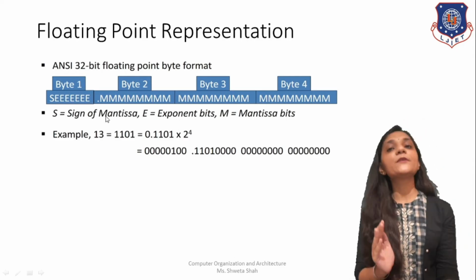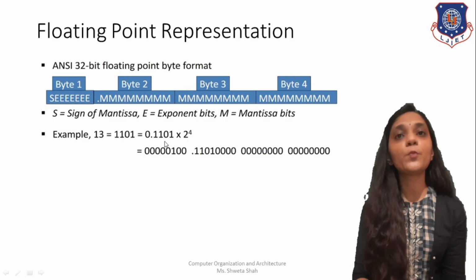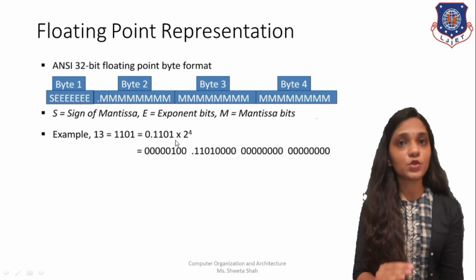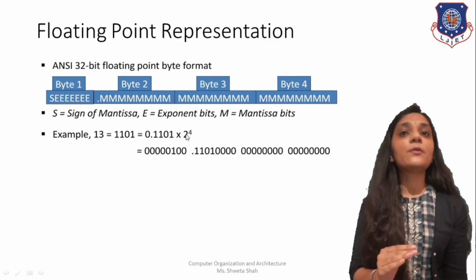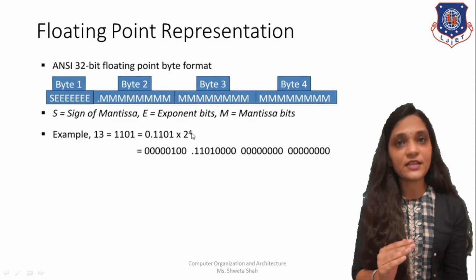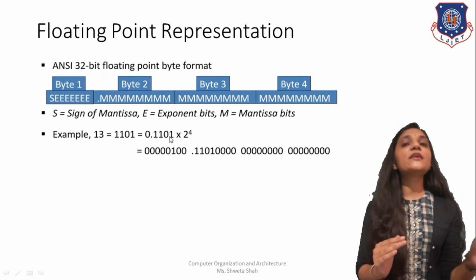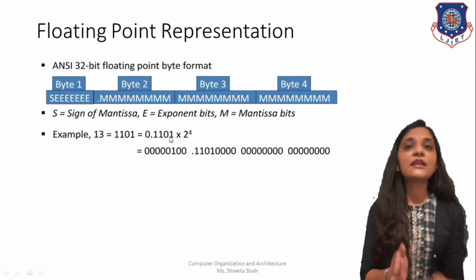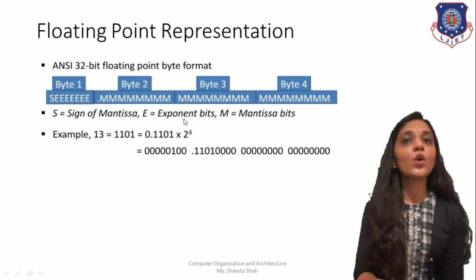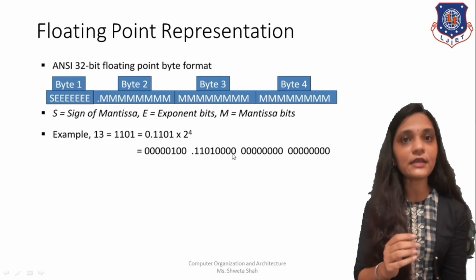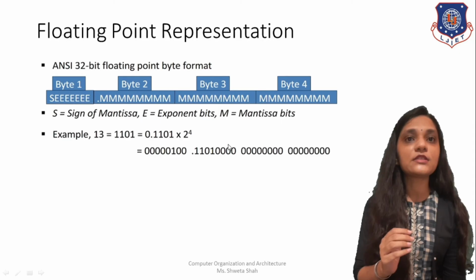So our representation for 1101 in normalized form will be 0.1101 into 2 raised to 4. Here our base is 2, the exponent is 4, and the mantissa is 1101. We have to represent this mantissa in these 3 bytes, that is 24 bits. But we have only 4 bits, so we will use these 4 bits and the rest of the bits will be 0. So this is our mantissa part.